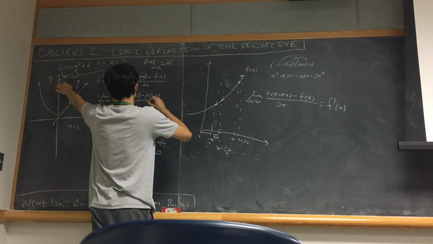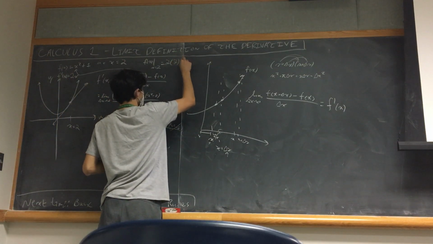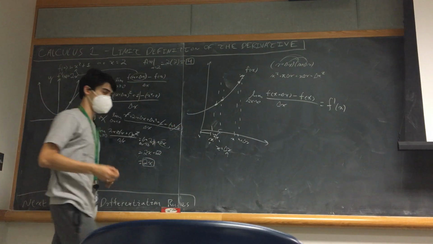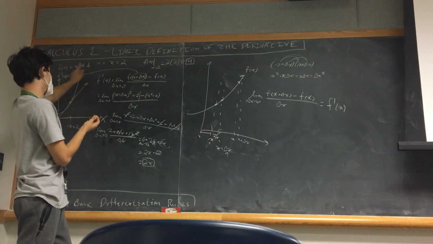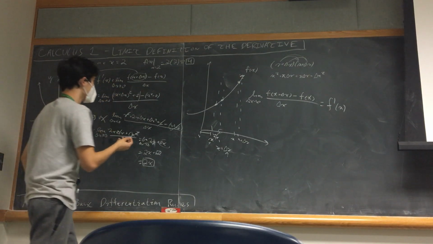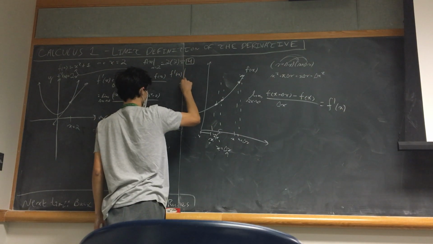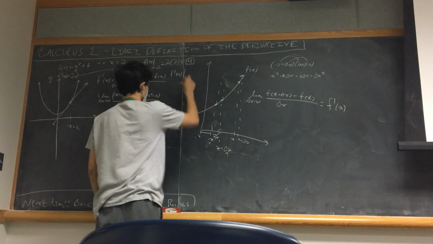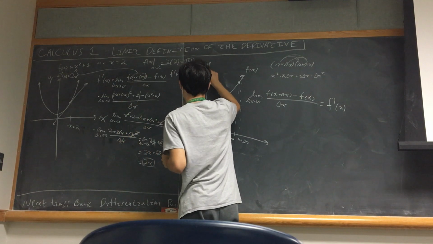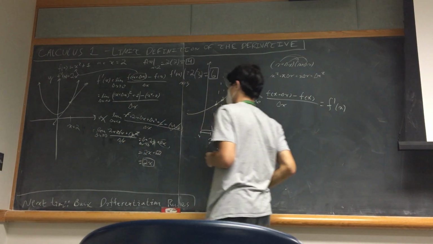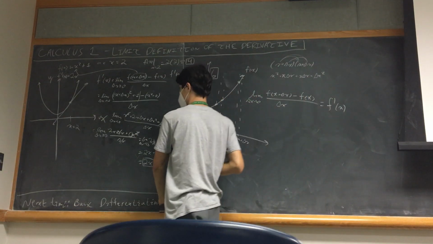So f prime of x evaluated at x equals 2 is equal to 2 times 2, which is equal to 4. But let's say I still wanted to calculate the derivative of f of x at x equals 3. Well, I can use the same function, f prime of x evaluated at x equals 3 is equal to 2 times now x equals 3, which is equal to 6. So that's the limit definition of the derivative.